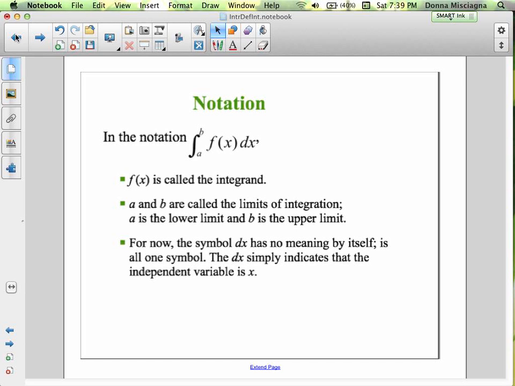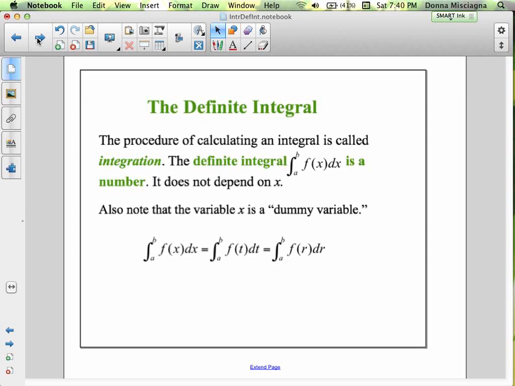For now, the symbol dx has no meaning by itself. It's all one symbol. It simply indicates that the independent variable is x. You can also think of the f of x's as being heights of rectangles, and the dx as being the width of a rectangle. As the width goes to 0, the number of partitions goes to infinity, because the definite integral and the limit of the right Riemann sum as n goes to infinity is the exact same value. And we'll show that. The procedure of calculating an integral is called integration.